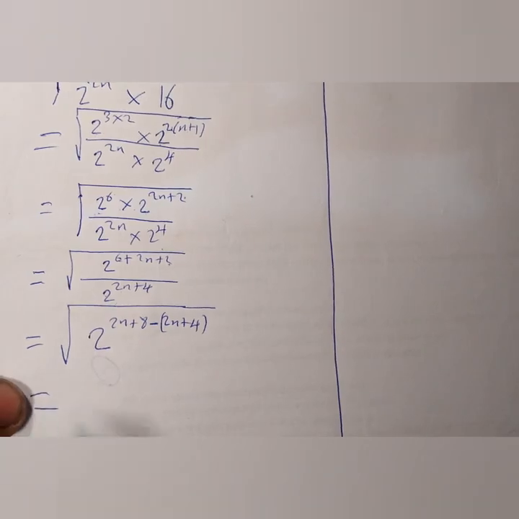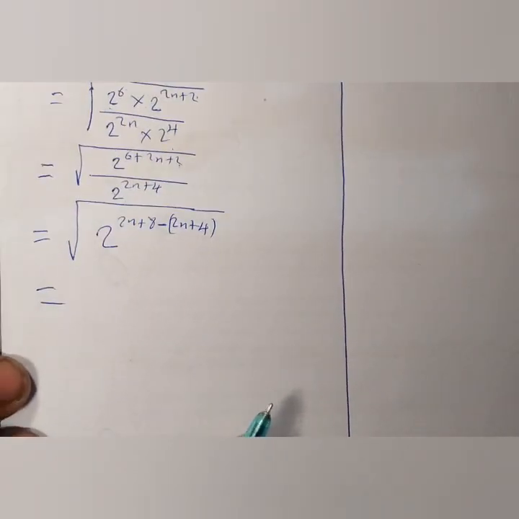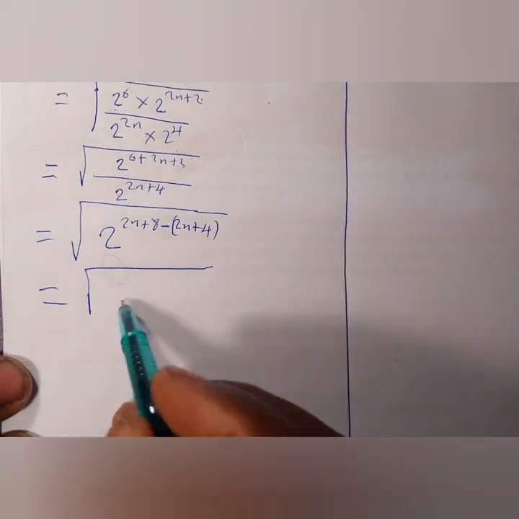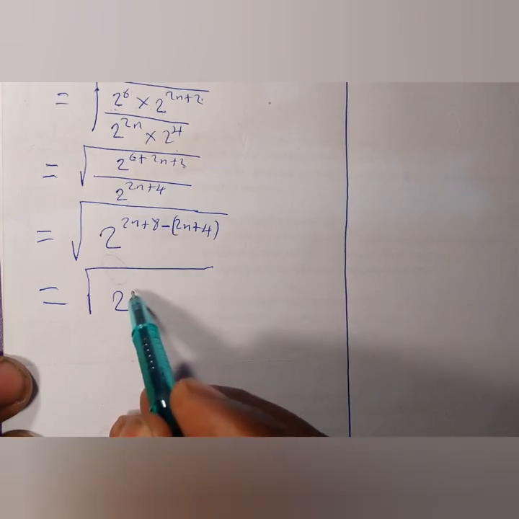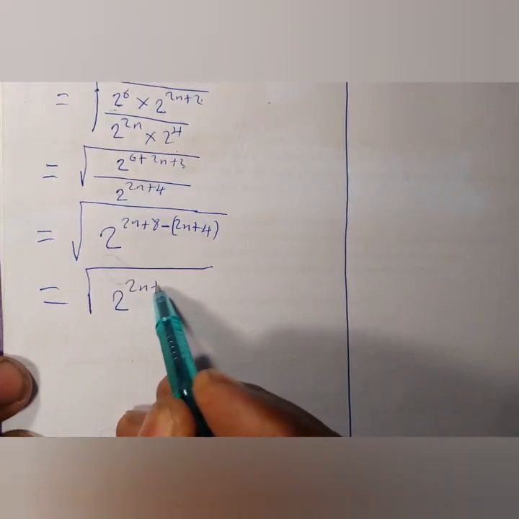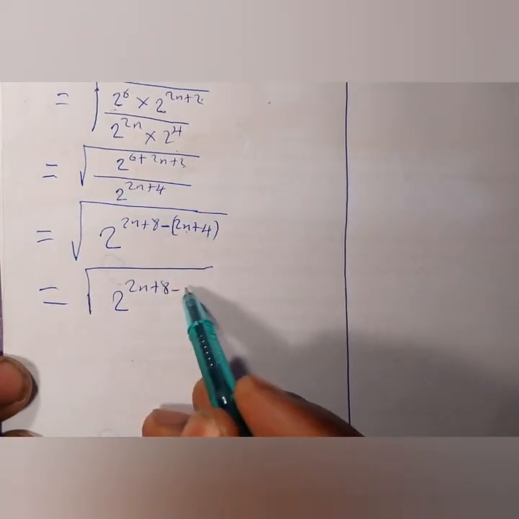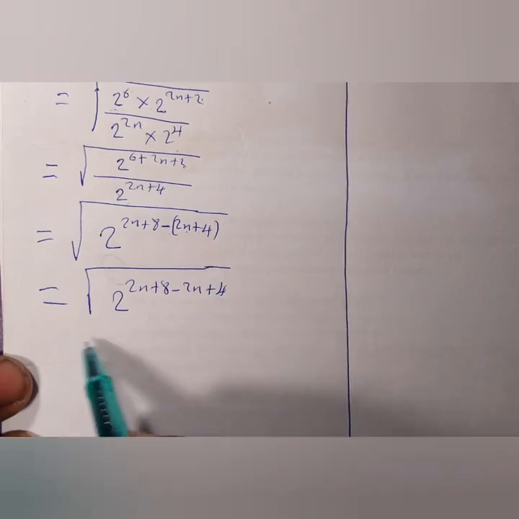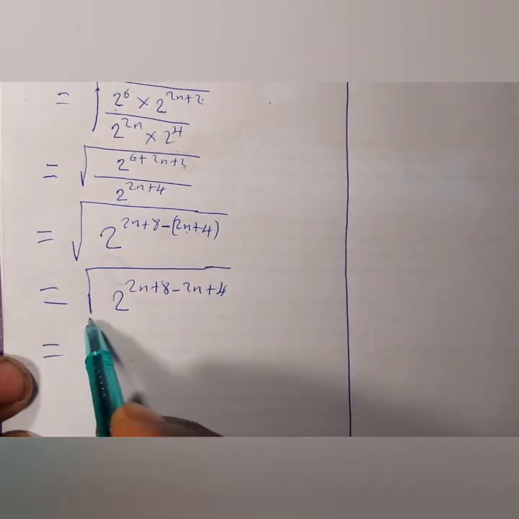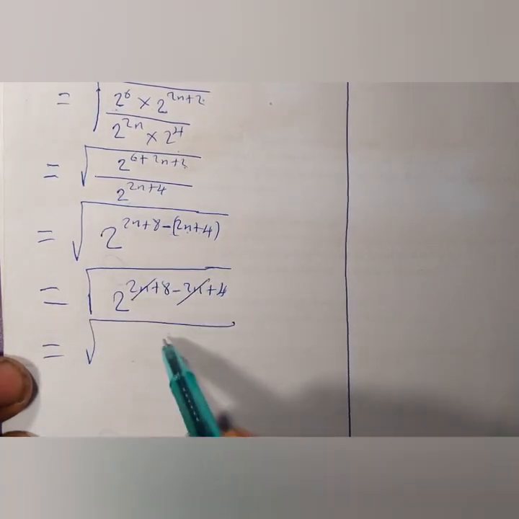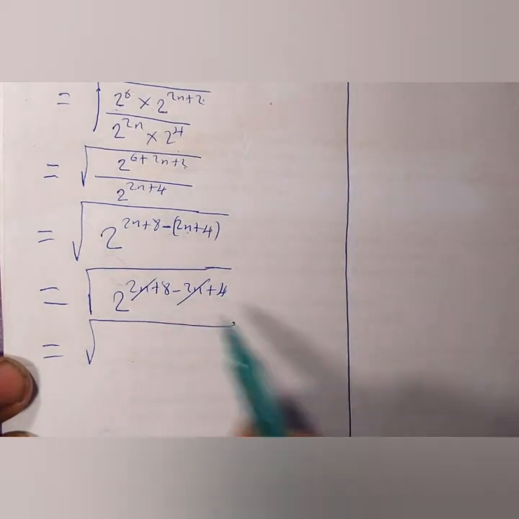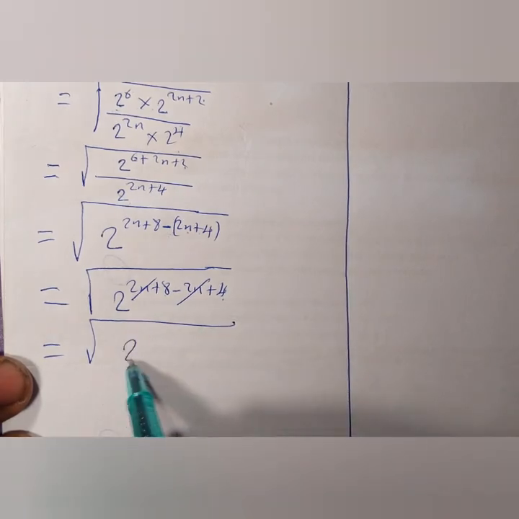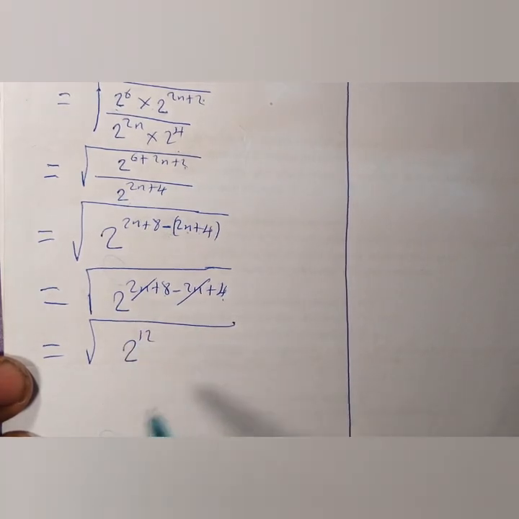So this will give us the square root of 2 raised to the power of 2n plus 8 minus, this will give us minus 2n, minus times plus is plus 4. So this will give us the same thing as the square root of, you see, this will cancel this one, 2n minus 2n is 0. So this plus this is 12. So we have 2 raised to the power of 12.